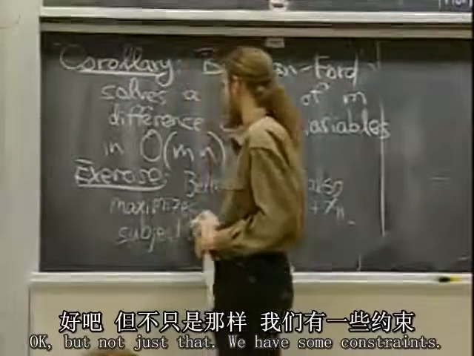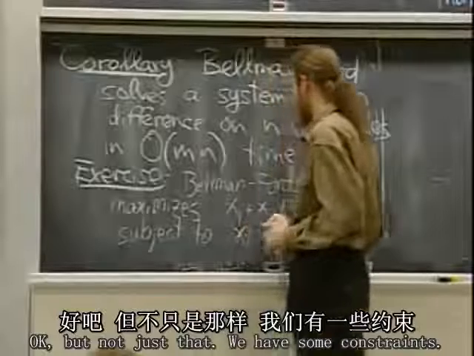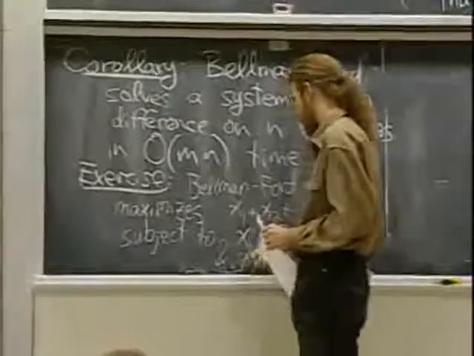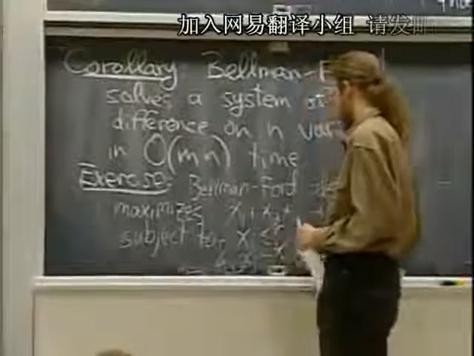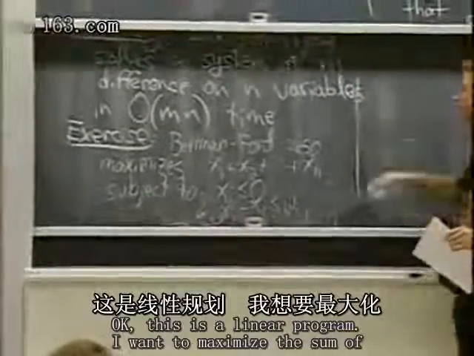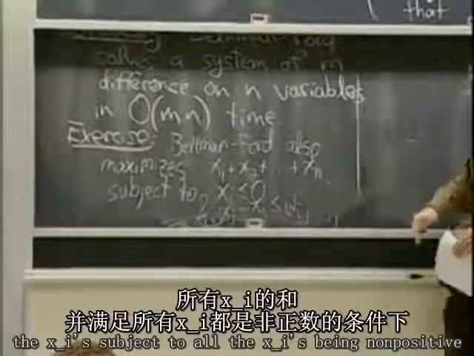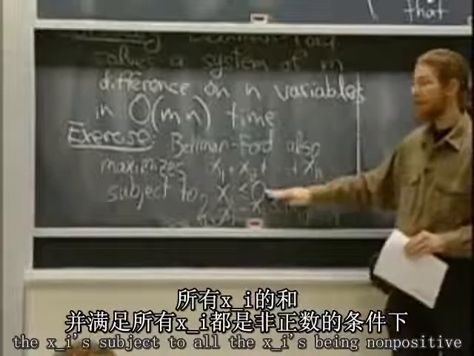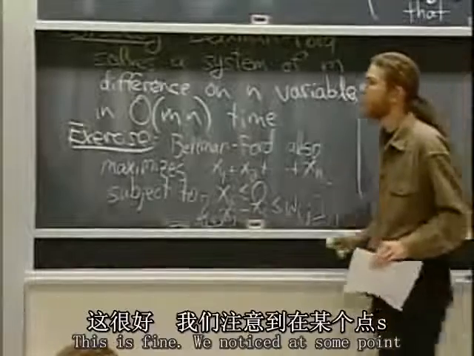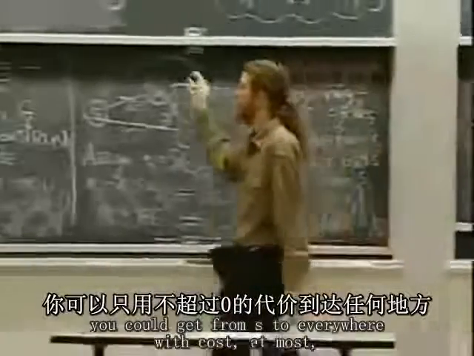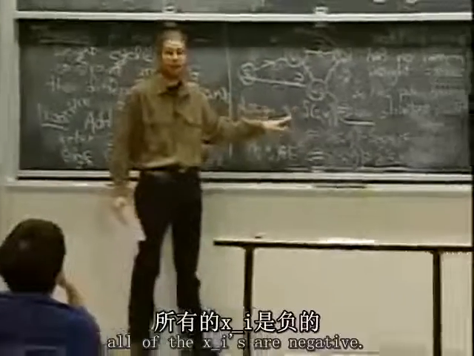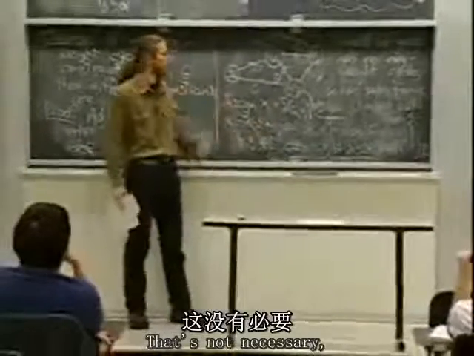Okay, but not just that. We have some constraints. Okay, this is a linear program. I want to maximize the sum of the xi's, subject to all the xi's being non-positive and the difference constraints. So this we had before. This is fine. We noticed at some point that you could get from S to everywhere with cost at most 0. So we know that in this assignment, all of the xi's are negative. That's not necessary, but it's true when you run Bellman-Ford.